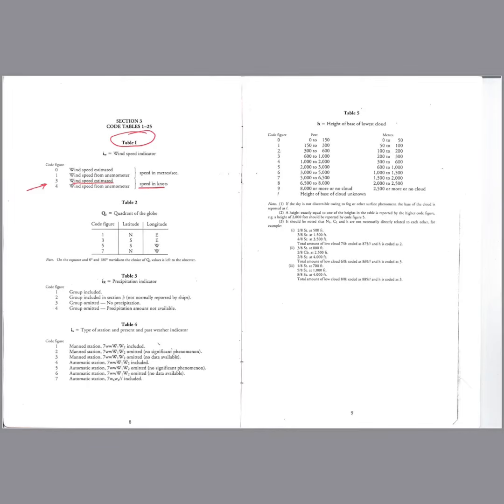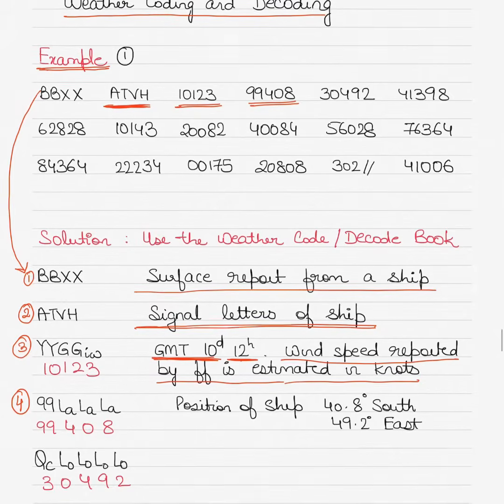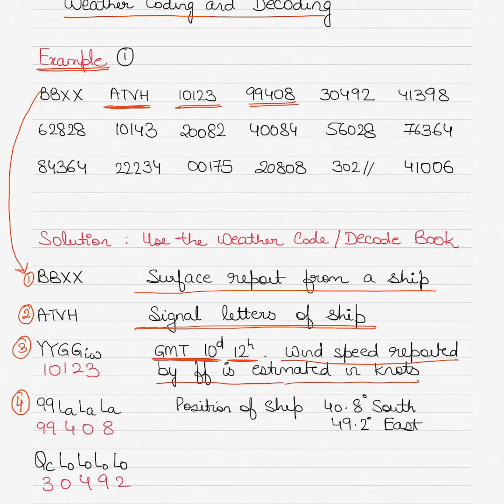So I'll go back and I'll show you more of the things that we see in the weather code and decode book. So then you go into number 4. Number 4, as you can see in the table, is 99408 in the example, and I have written again the numbers right below the letters. So I have written 99 below 99, and then 4 below LA, or 0 below LA, and 8 below the third LA. And what do they stand for? They stand for the position of the vessel, where the latitude is 40.8 degrees, because this is 40 here, and then the third one is the decimal of a minute, and then you can see the other number 30492.